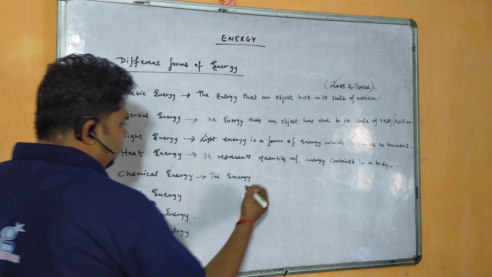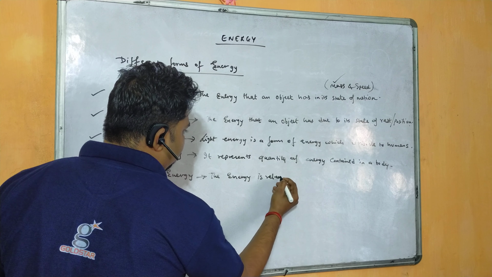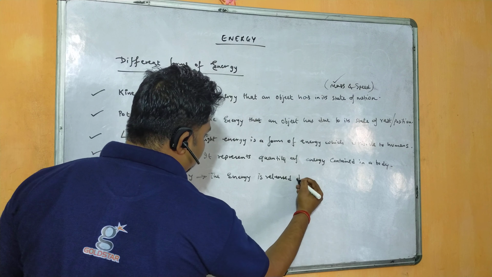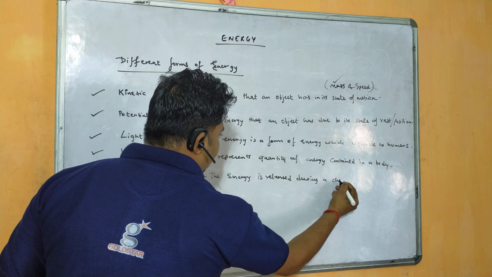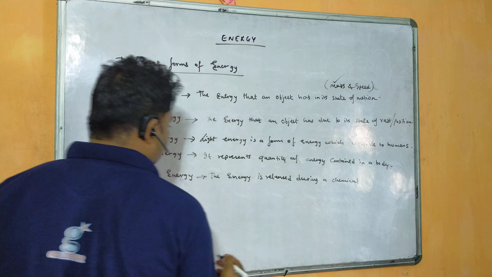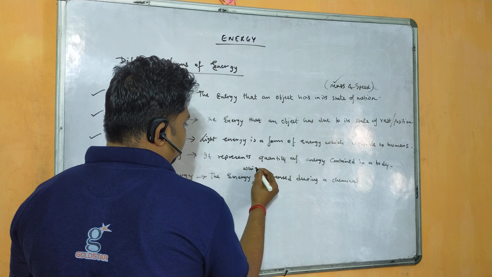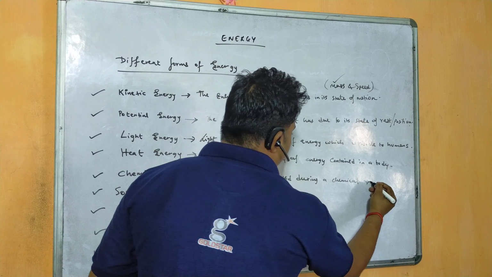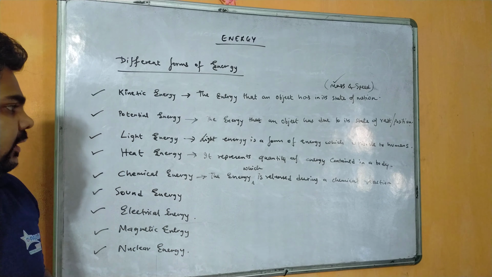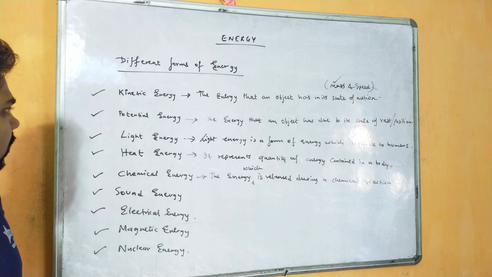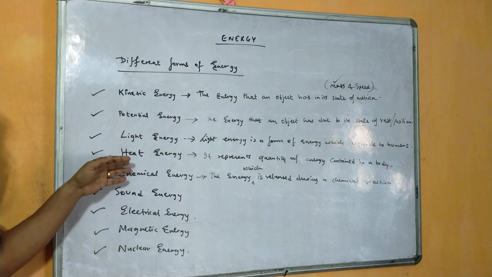The energy which is released during a chemical reaction is called chemical energy. Okay. So we have learned kinetic energy, potential energy, light energy, heat energy, chemical energy.